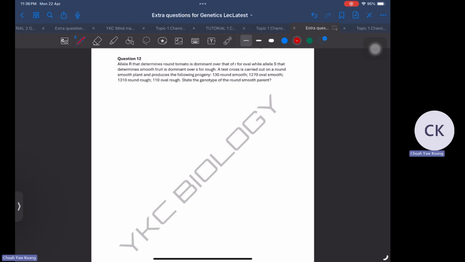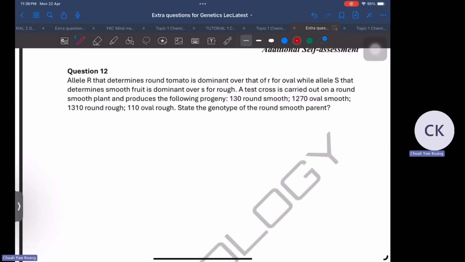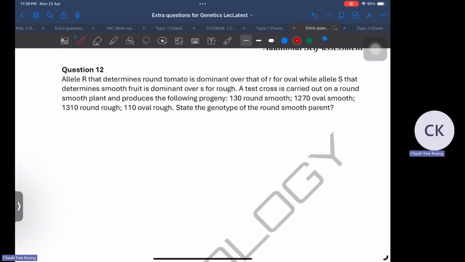Question number 12 shows us two genes in the tomato. The first one is the shape of the tomato. If it is round, it is dominant, so it's a big R. Then oval would be the recessive, small r.